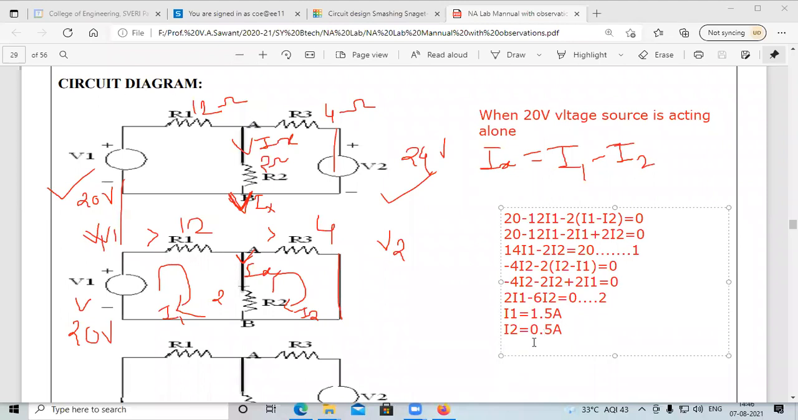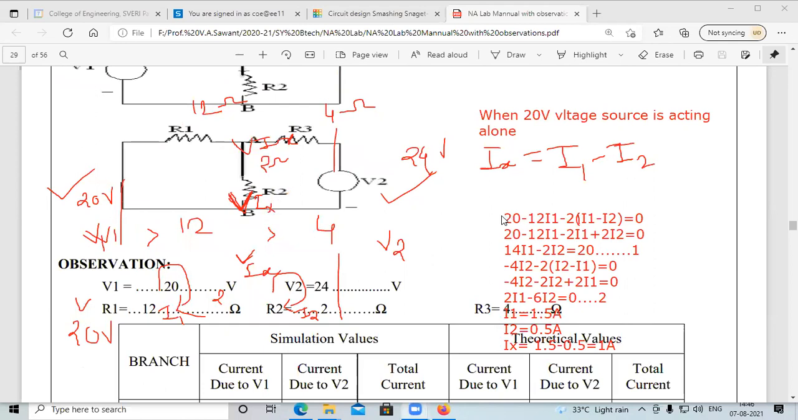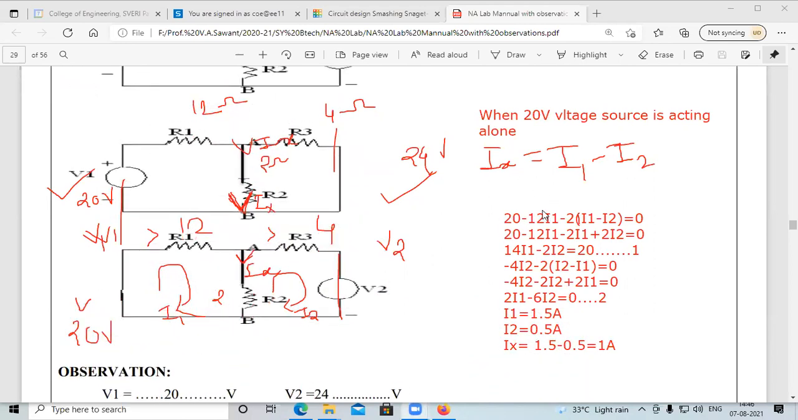So first of all, calculate the value of Ix. What is the formula for Ix? Ix is equal to I1 minus I2. We have already determined from the figure that Ix is equal to I1 minus I2. So the value of I1 is 1.5 minus the value of I2 which is 0.5, so it is equal to 1 ampere. Okay, we got the value of Ix when the V1 source is acting alone. V1 voltage source acts alone, and at that situation we have calculated the value when the 20 volt voltage source is acting alone.